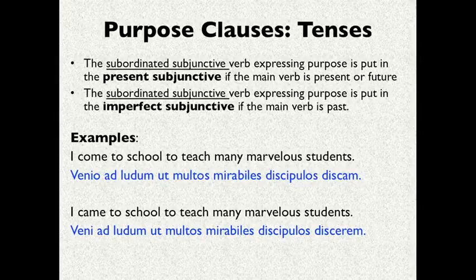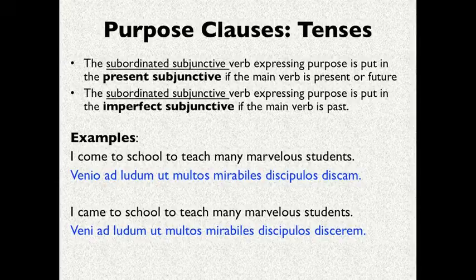Let's take a look at a couple of examples. First, I come to school to teach many marvelous students. The main verb is come, venio. Because the word venio is in the present tense, we need to use the present subjunctive, as you see with our verb discam.